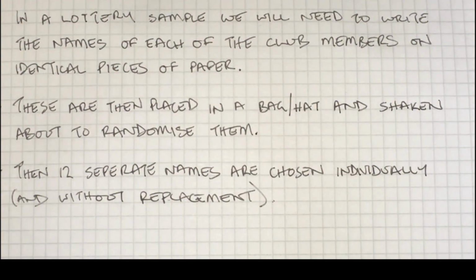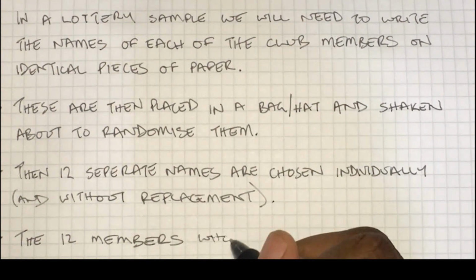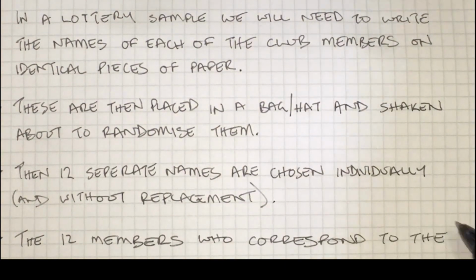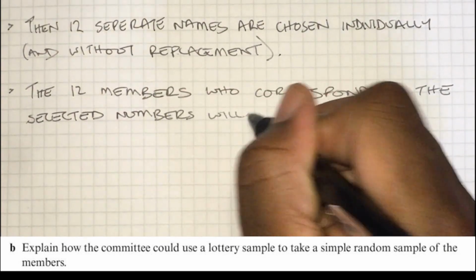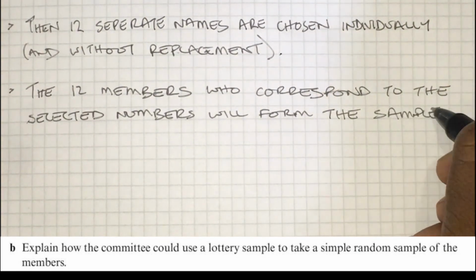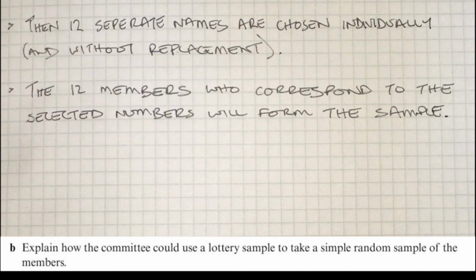Be careful that we're not putting the paper back into the hat. We're taking it out, and that person's been chosen. They only get chosen once. There's no opportunity to be chosen twice. That's put to the side, and then we go ahead to pick the next number. Once again, the 12 pieces of paper that come out represent the 12 members who are now part of the sample.